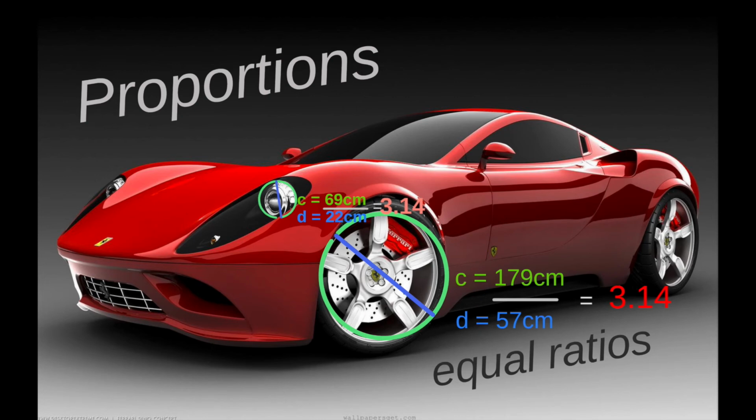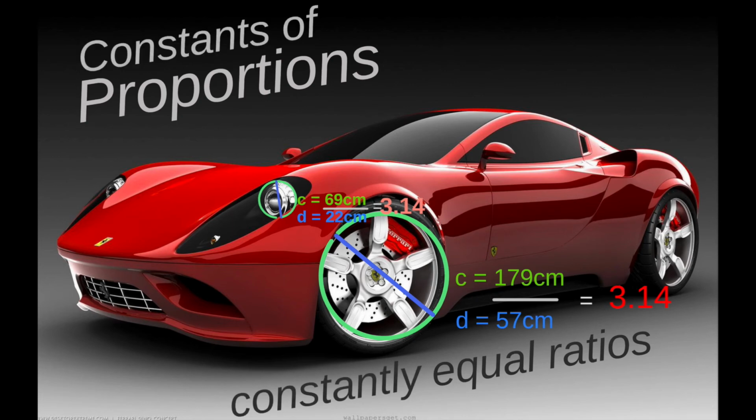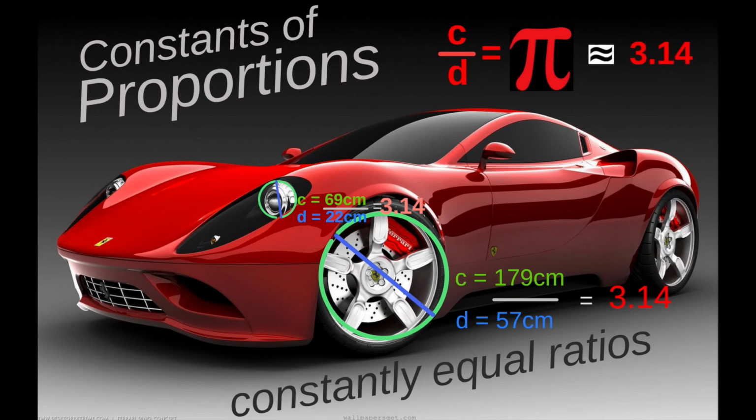So this ratio of circumference to diameter seems to be constantly equal. And so that's why we call the quotient a constant of proportion. C over D equals the constant pi, and that's approximately equal to 3.14. But pi is not the only constant of proportion.